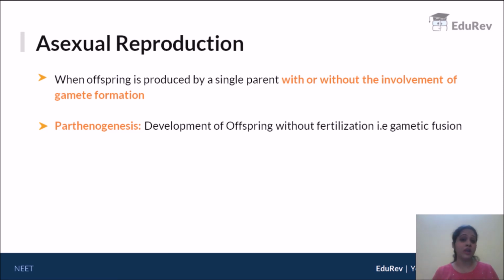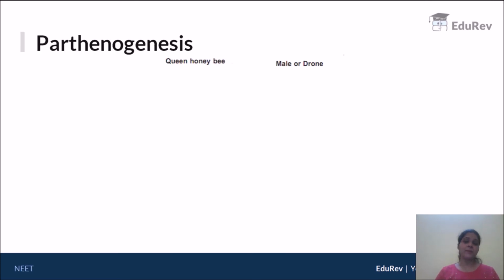However, the gamete does not undergo fertilization. So, development of offspring without fertilization. That is, gametes are formed but gametes do not fuse. Now let's take an example of parthenogenesis.